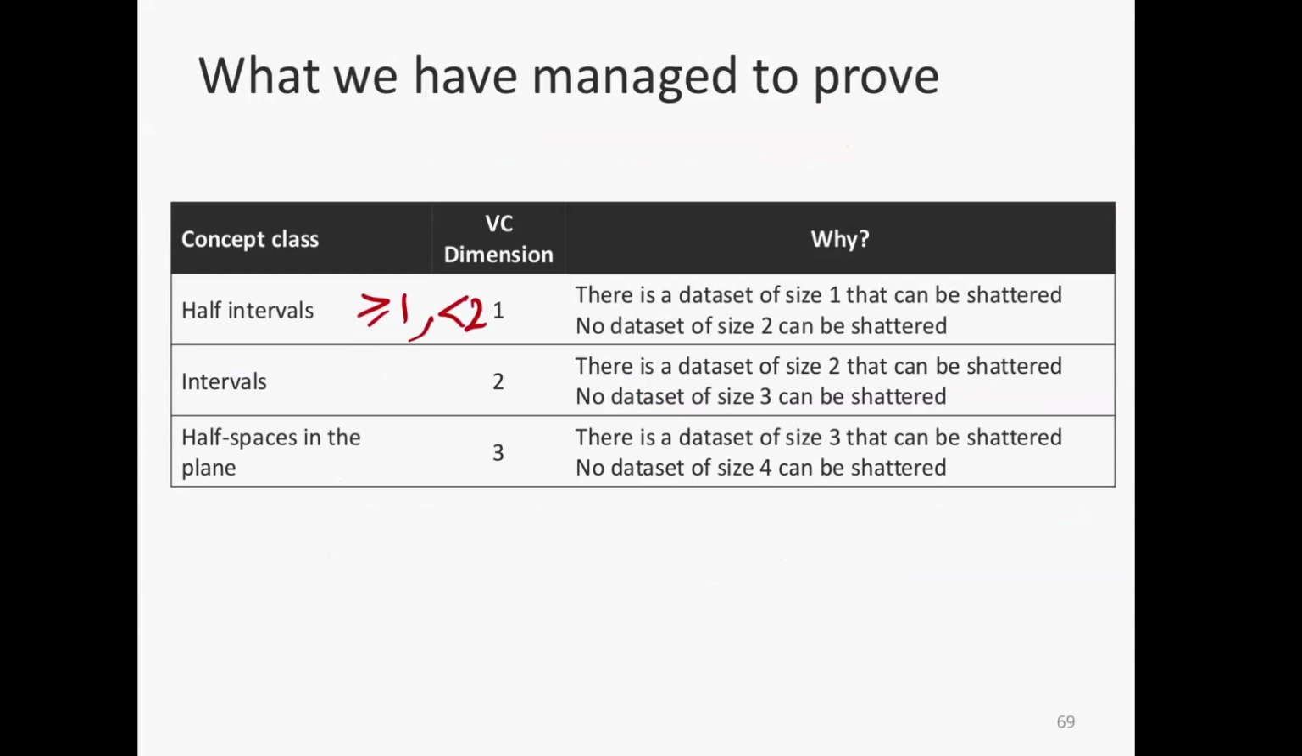VC dimension is a natural number. For intervals, we showed that no matter where we have 2 points, we can shatter them because we can always find a function that matches any labeling. So VC dimension is greater than or equal to 2. With 3 points, you make the middle point a minus and the outer points plus. You cannot find any interval that matches it, which means the VC dimension is strictly less than 3. That means the VC dimension of intervals is exactly 2.